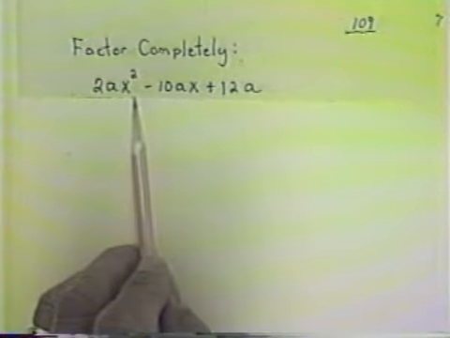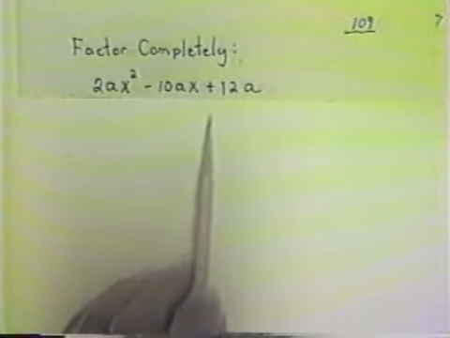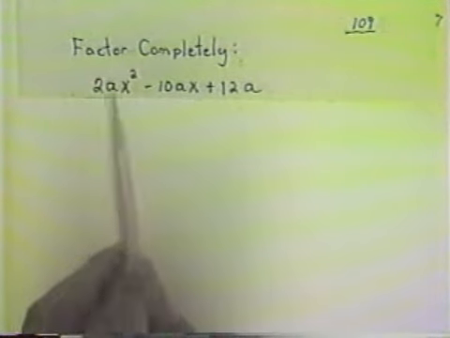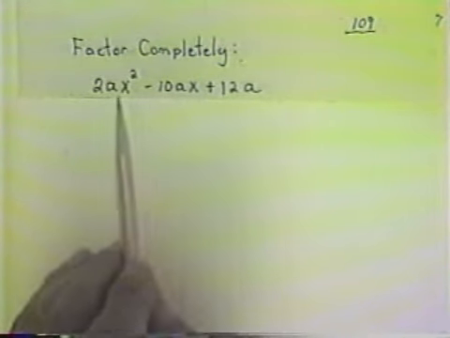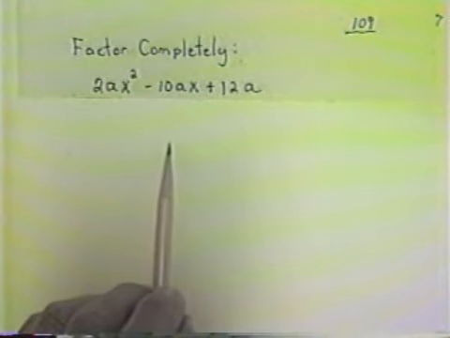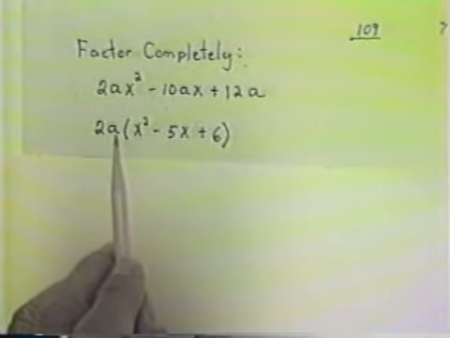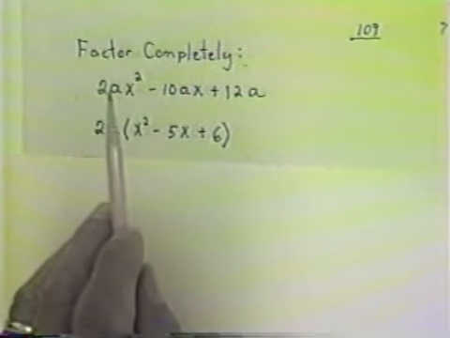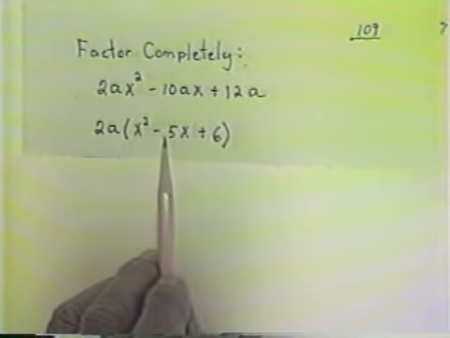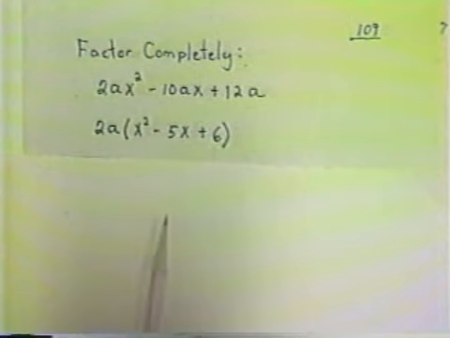Now in 2ax squared minus 10ax plus 12a, we have a common factor of 2a. The largest number that divides all three numerical coefficients is 2. The variable common to all three terms is a, and since it has exponent 1 in all three cases, the smallest exponent is 1. So I factor out the 2a. If I divide the 2a into 2ax squared, I get x squared. The 2a into the 10ax is a negative 5x, and the 2a into the 12a is a positive 6.